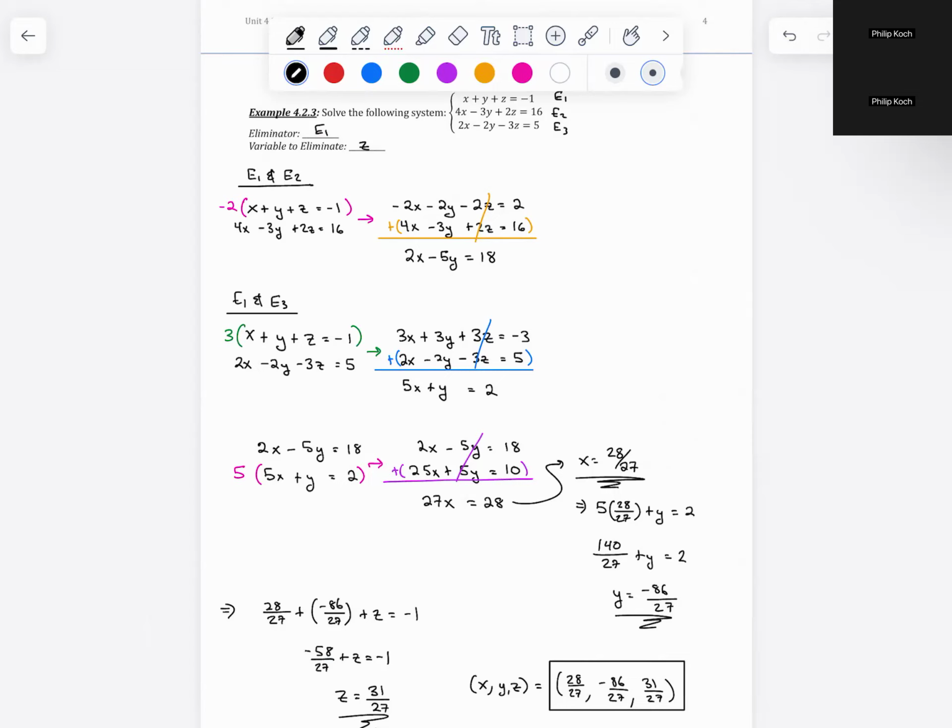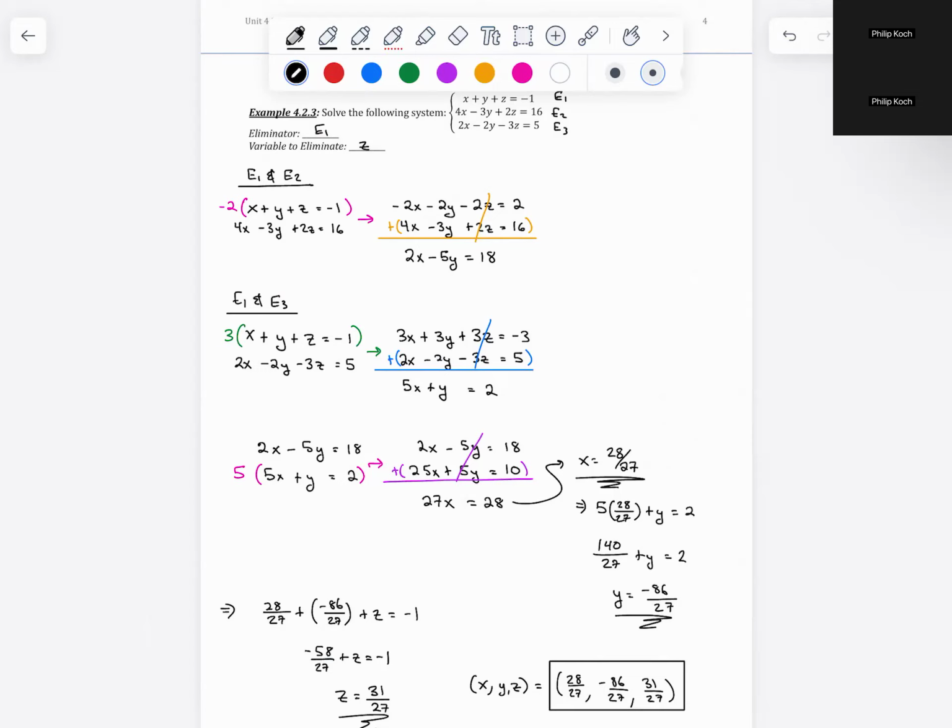So in my calculator, 28 over 27 plus negative 86 over 27 plus 31 over 27. Does that equal a negative 1? Yes, it does. I'll check the next one.